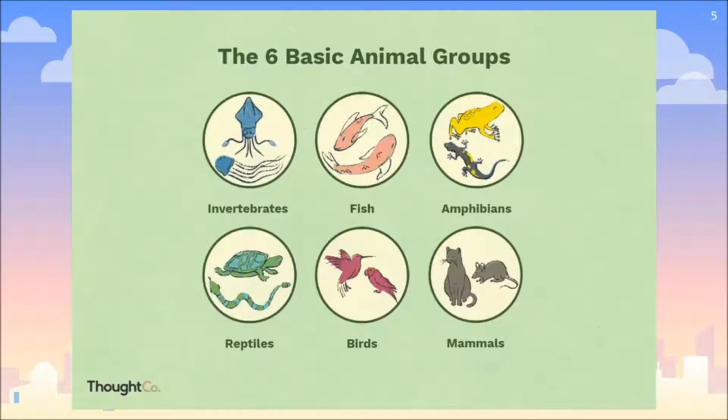There are 6 basic animal groups in this world. They consist of invertebrates, fish, amphibians, reptiles, birds, and mammals. So today, we are going to talk about the mammals. Without further ado, let's move on to their characteristics.